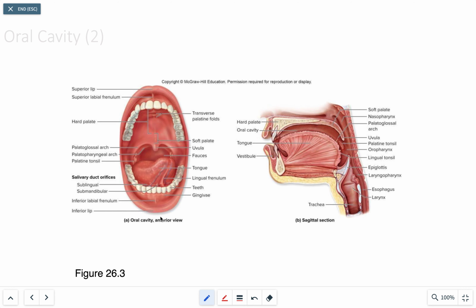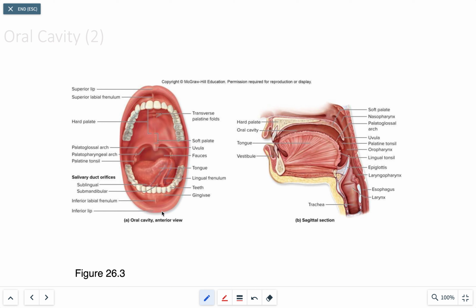So what we consider to be the first line of digestion is going to occur in the oral cavity. And the reason we consider this to be the first line of digestion is because in the oral cavity what we see is a mechanical and chemical breakdown of food.